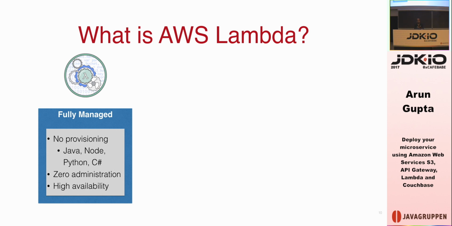So with that, what is AWS Lambda? AWS Lambda is essentially it allows you to focus on your business logic. You write your application logic in the language of your choice. So today there are 4 different languages that are supported. So Java, Node, Python, and C#. Those are the 4 languages that are supported today.